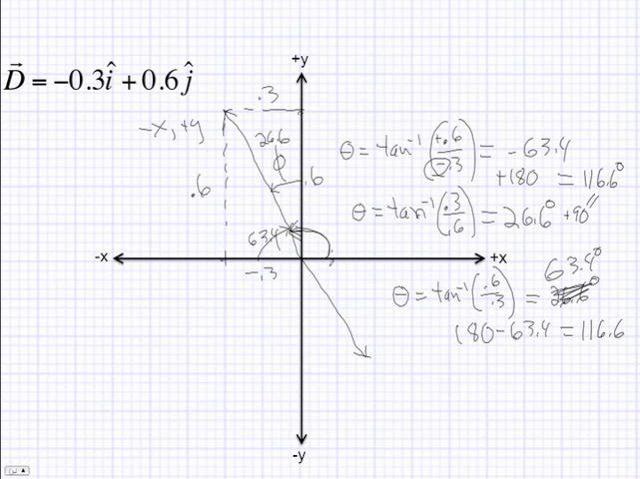You know how to do this, but if you just punch this stuff into your calculator and you get negative 63.4 and you believe your calculator, you're going to get things wrong. Your calculator lies to you if you're in the second quadrant. So let's look at one more here.